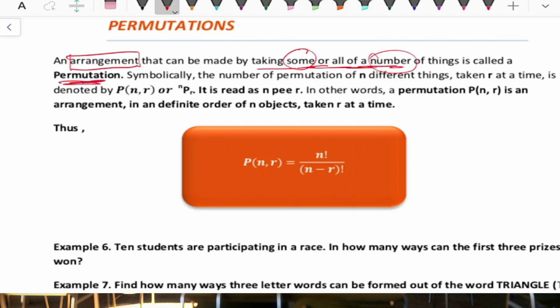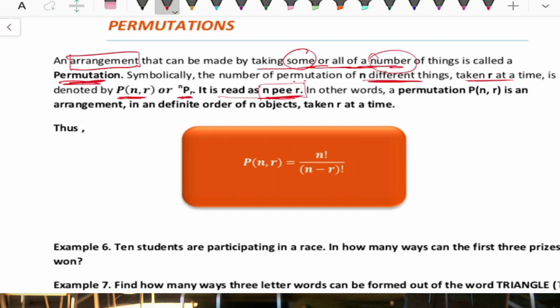Okay. Symbolically, the number of permutations of n different things taken r at a time is denoted by P(n, r) or nPr. P of n comma r or nPr. You can just read it. This also is nPr, and this also is nPr. There is no such difference. It's just a different way of writing. It is read as nPr. Okay, do not stress.